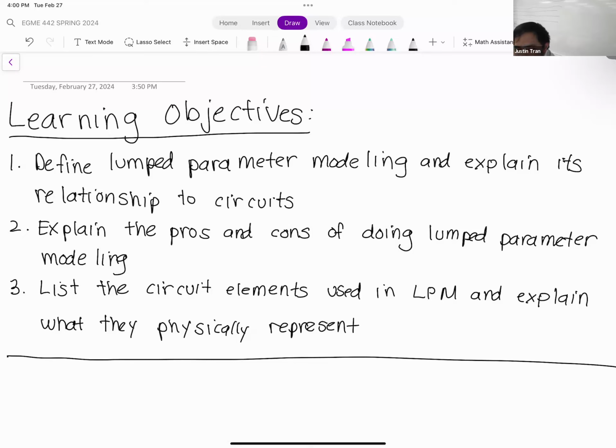All right, so today, no miscommunication today. There's no promise of guest speaker, so it's just me. So we'll be continuing on with our lecture notes. Today we're starting a new topic, called lump parameter modeling.